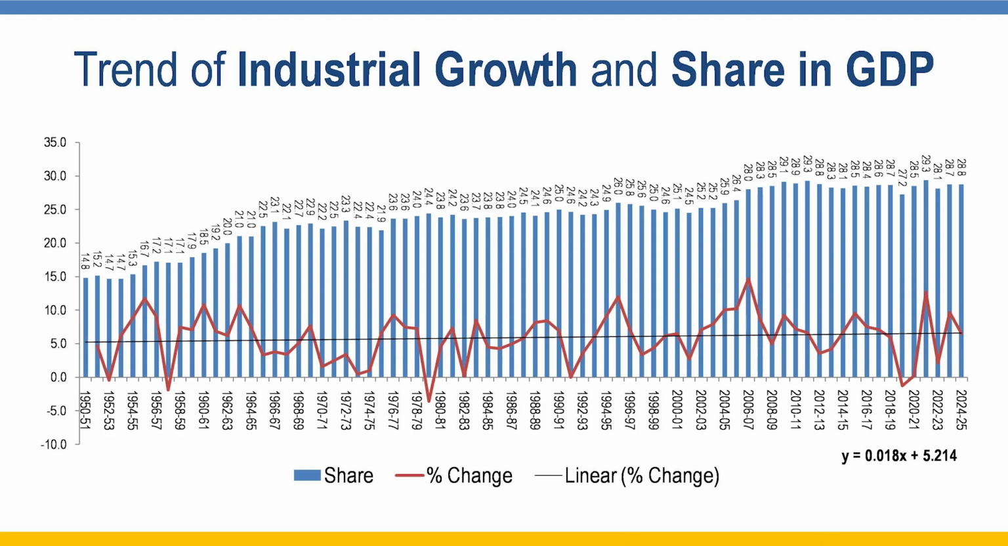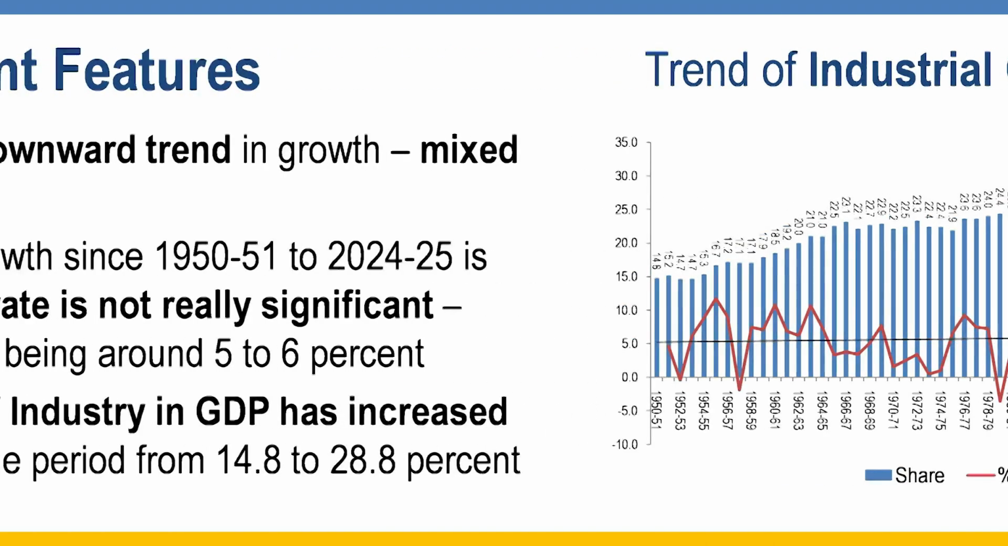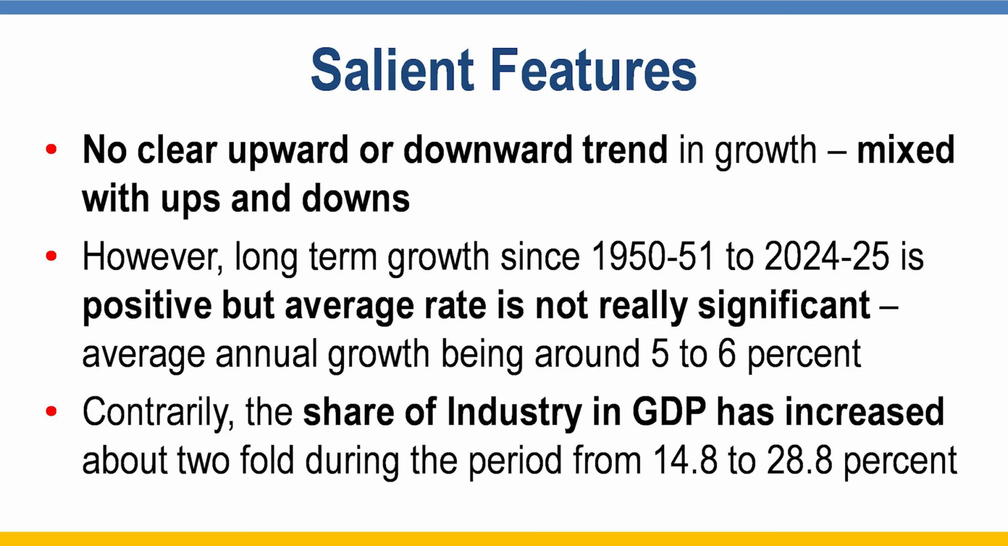And the growth, however, is fluctuating, but on an average it is about 5%. So what we see in this graph can be summed up in 3 points. That there is no clear upward or downward trend in the growth. So it is mixed with a lot of ups and downs in between.